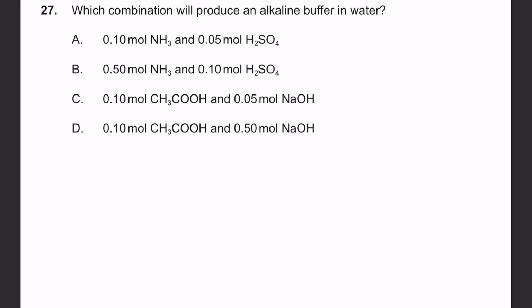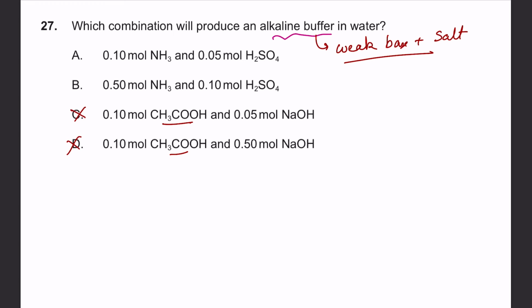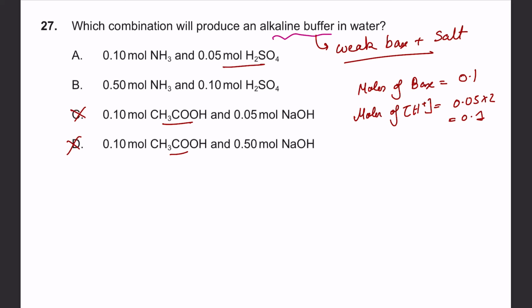Moving on to question 27, which combination will produce an alkaline buffer in water? To produce an alkaline buffer, we need a weak base plus a salt of this weak base. So using just this concept, we can eliminate option C and D because it has a weak acid. Now if you check option A, moles of base is 0.1 and moles of H plus, or you can say the moles of acid, is 0.05 times 2, that is 0.1. So this reaction will proceed towards completion. It will be a complete neutralization reaction. So option A won't be the answer too. So we are left with option B, and yes, that is the correct answer. In this case, after the reaction, you will have some amount of NH3 left and some amount of salt left, which will help produce the alkaline buffer.